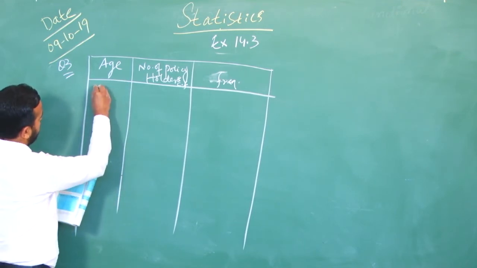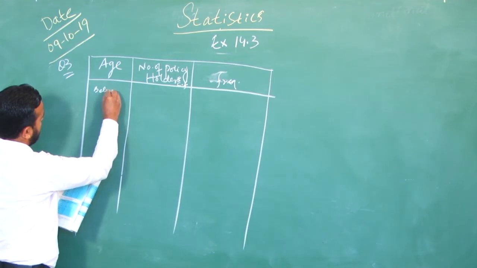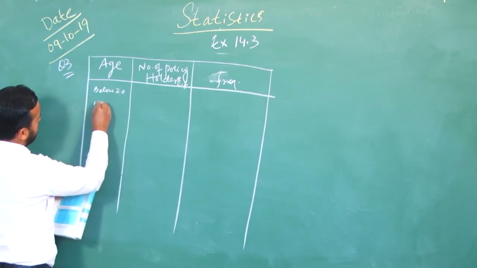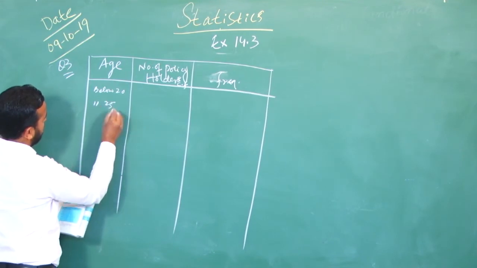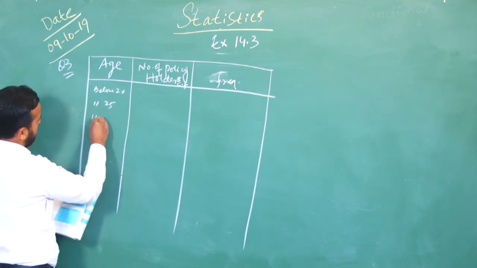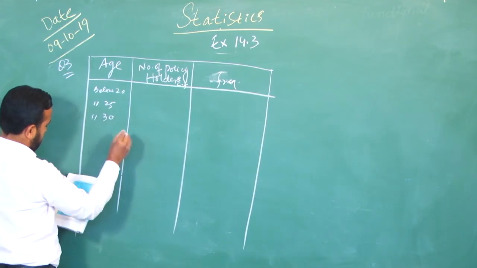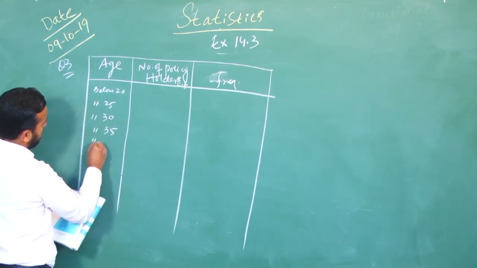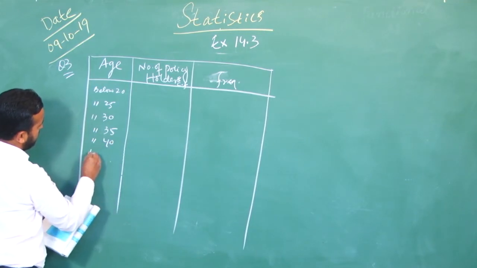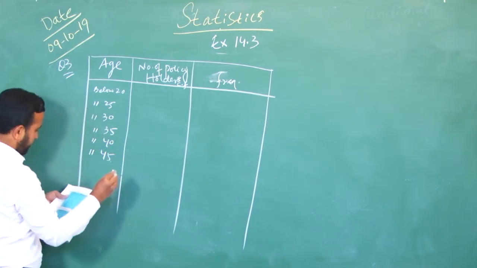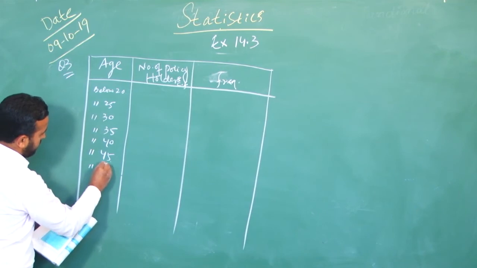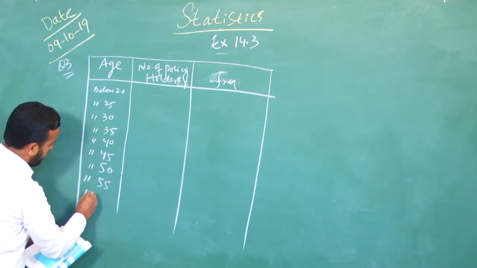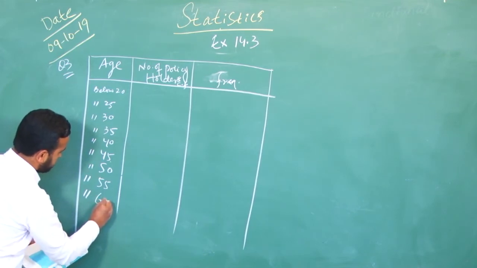Below 20, similarly it is given below 25, it is then 30, below 35, below 40, below 45, then it is below 50, then below 55, and the last one, that is below 60.